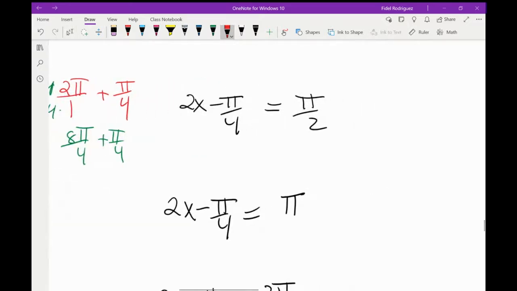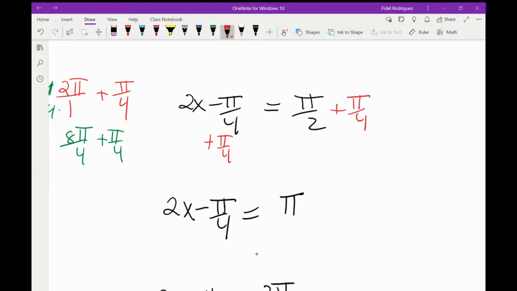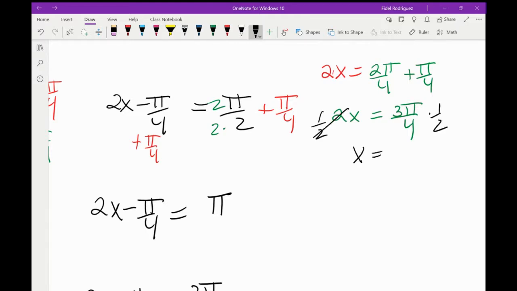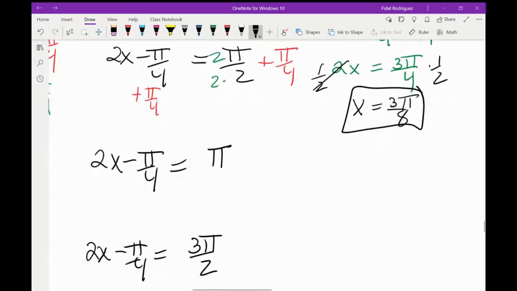Now, let's solve this one. So I'm going to add pi over 4 to both sides. That's going to leave me with 2x equals. Now, I need to get a common denominator between 2 and 4. What is it? So we're going to multiply this guy by 2 and this guy by 2. So that's going to leave me with 2 pi over 4 plus another pi over 4. That's going to give me 3 pi over 4. You remember how we said we're getting rid of the 2? Reciprocal, 1/2. Very good. Boom. We found the first of the 3 values that we got to do. We're going to do this 2 more times, okay?